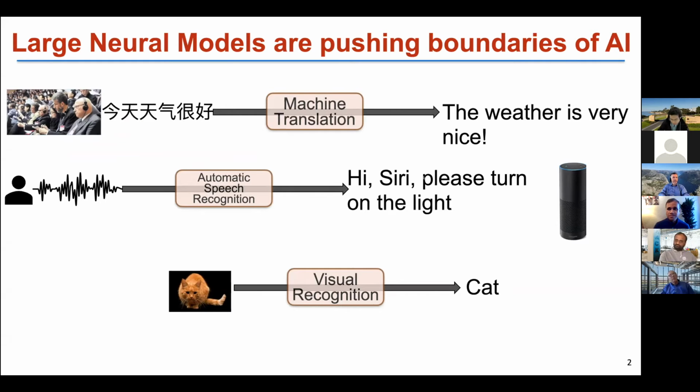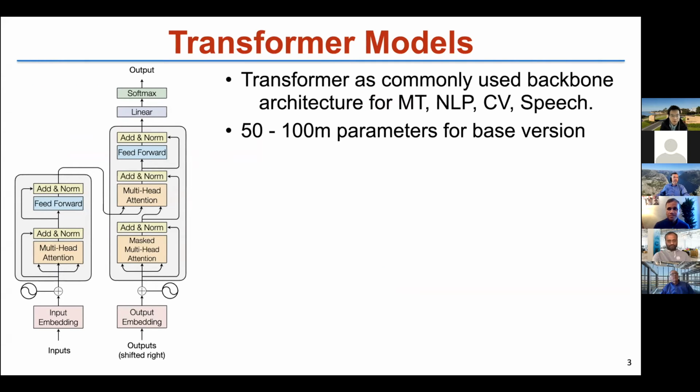In particular, one neural network very useful for all these applications is called the transformer model. Right now, transformer models are reaching state-of-the-art results for machine translation, language understanding, image classification, and speech. These models, like what I described on the left, share a common architecture. They can vary in the number of layers and the number of parameters.